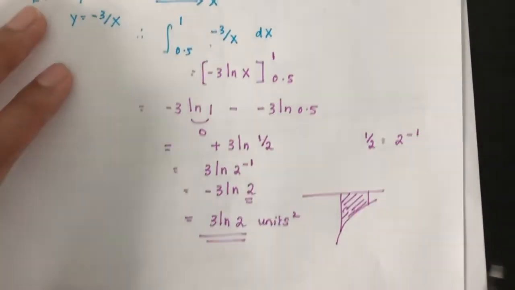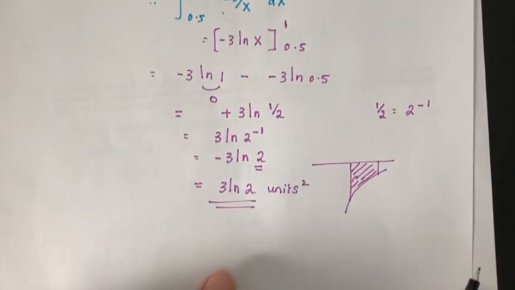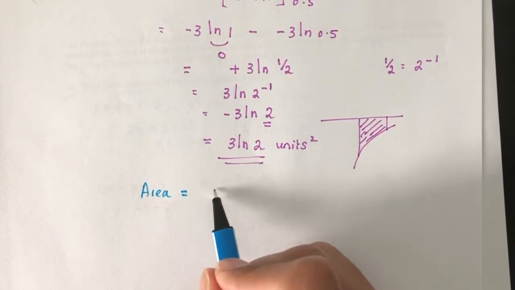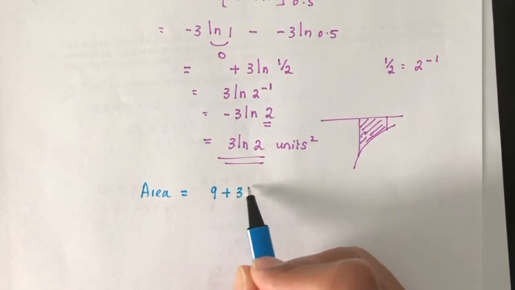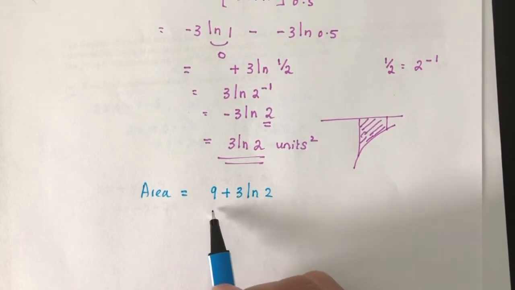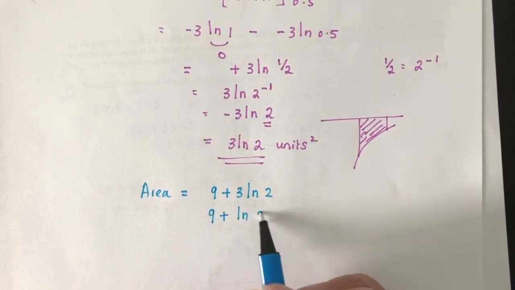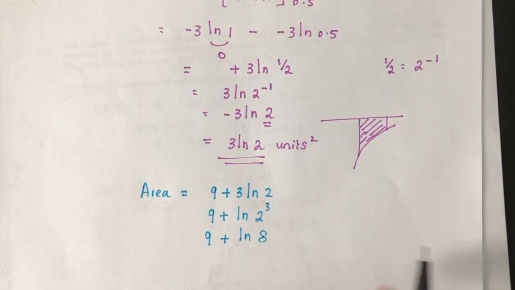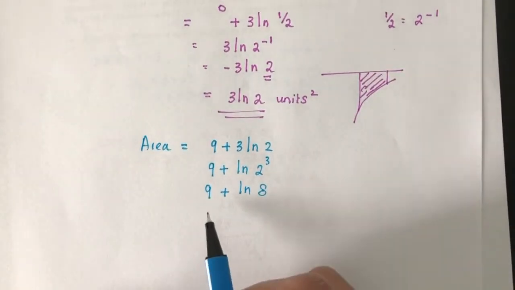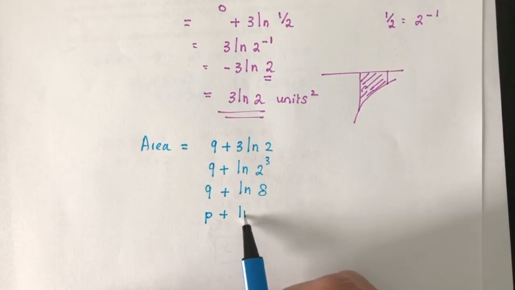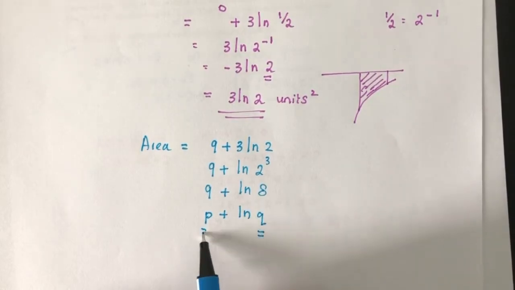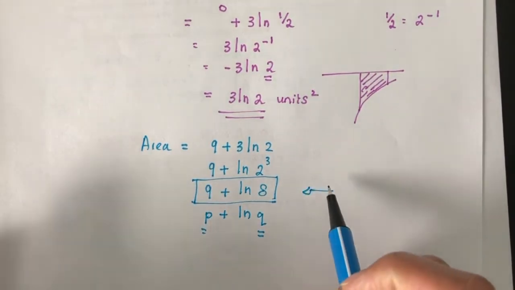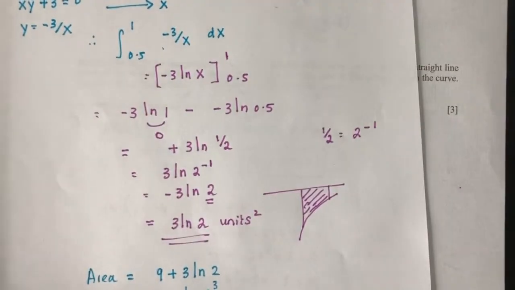Now what is the area of the region? It will be the area of the triangle plus this area. So the area that we need will be 9 plus 3 ln 2, or you can write this as ln 2 power 3, which will become 9 plus ln 8. This will be your answer because it needs to be in the form of p plus ln q, where p and q are integers. So this is your answer for part B. That is question number 6.